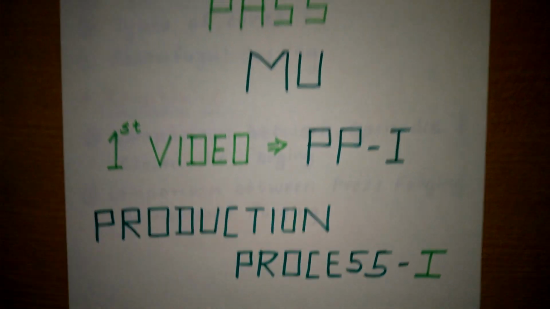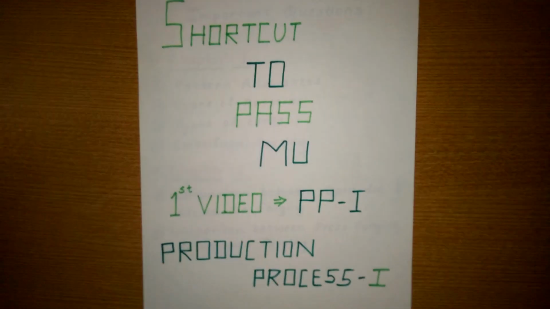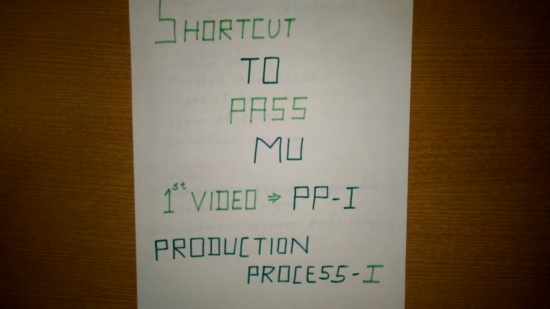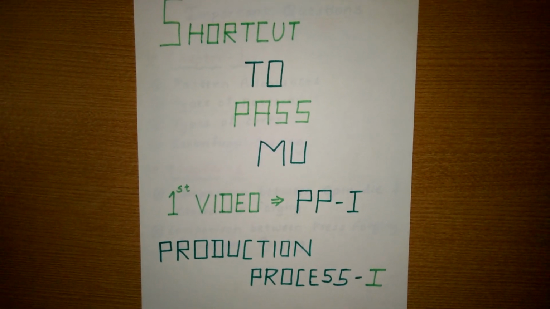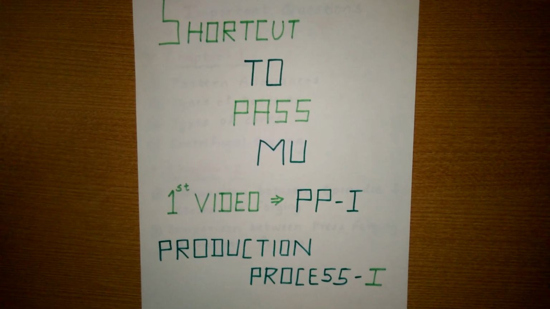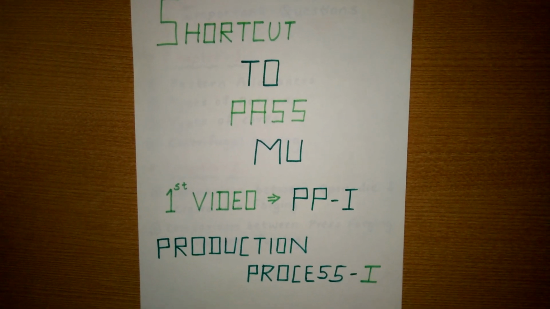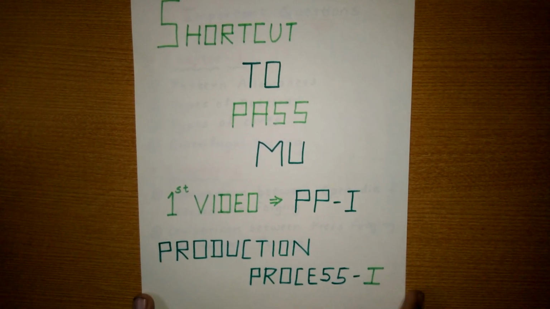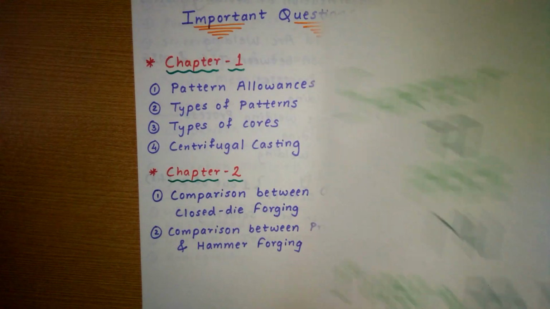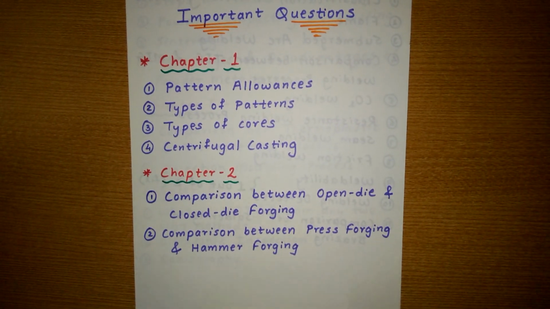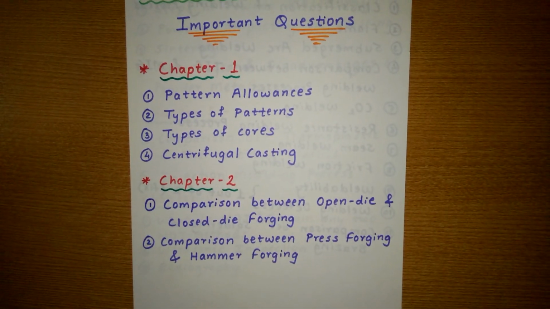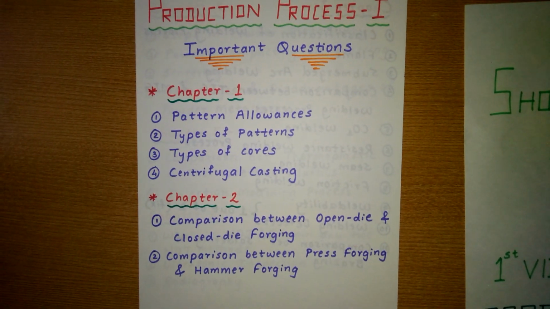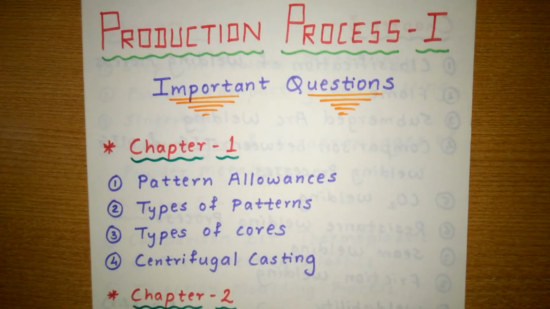Production process. As you guys know, the production process is an easy subject, a theory subject that makes it easy to pass in the exam. But guys, do remember that not everyone passes even in a theory subject. So we are putting a list of important questions for PP1, that is, Production Process 1.